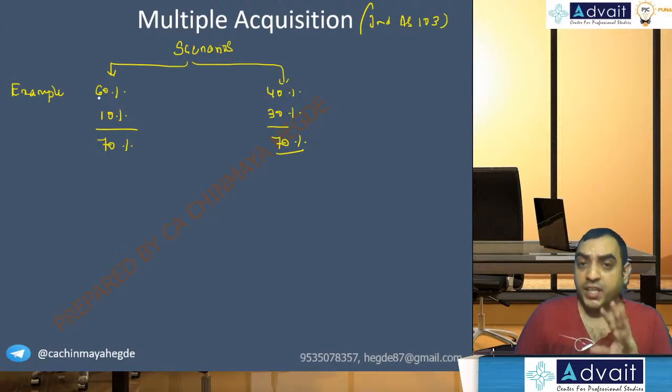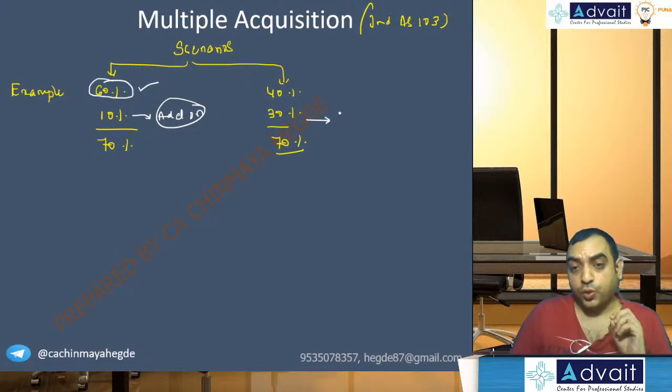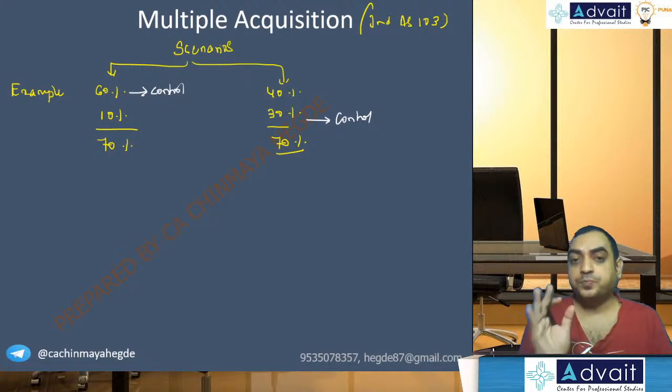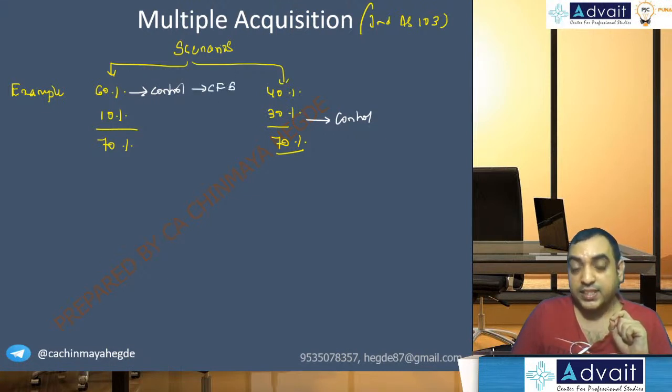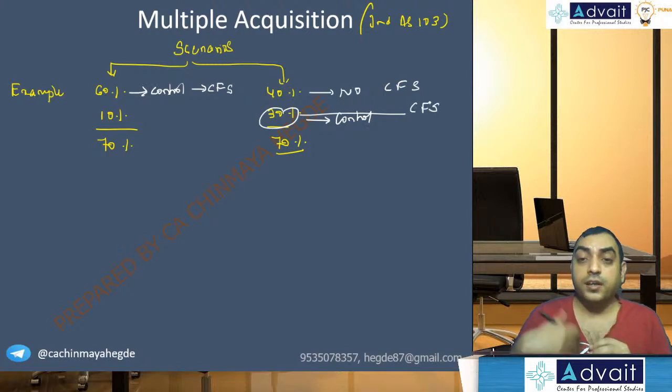Let us take the shareholding. In the first example, control came into existence in the first case, at 60% itself. So the later purchase is an add-on. In the second case, the 40% doesn't give control, but at 30% you get the control. So only from the point you get control does consolidation apply. When you acquire 40%, there is no consolidated financial statement, but when you acquire 30%, you have to prepare consolidated financial statements.